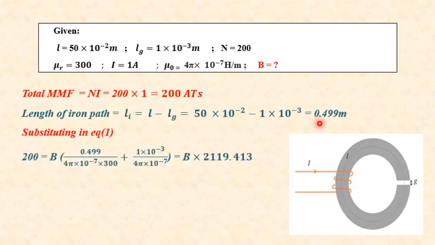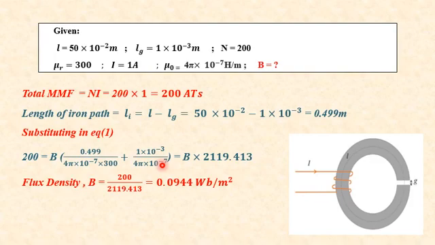So substituting in the above equation, we will be getting 200 is equal to B into 0.499 by 4 pi into 10 raised to minus 7 into 300, plus 1 into 10 raised to minus 3 divided by 4 pi into 10 raised to minus 7. So flux density B will be equal to 200 divided by 2119.413. The flux density, that is equal to 0.0944 Weber per meter square. Flux density is having two units. Either we can write Weber per meter square or Tesla.